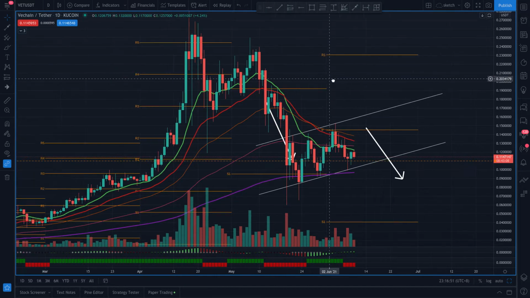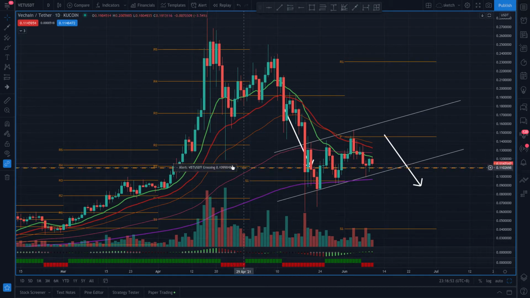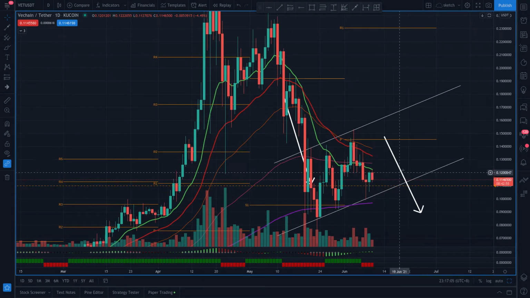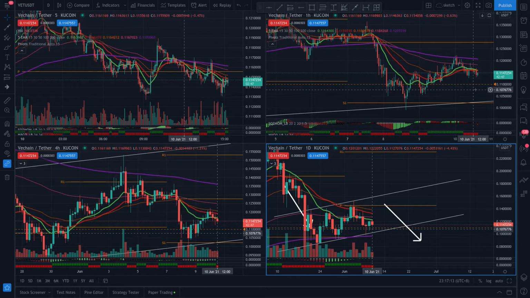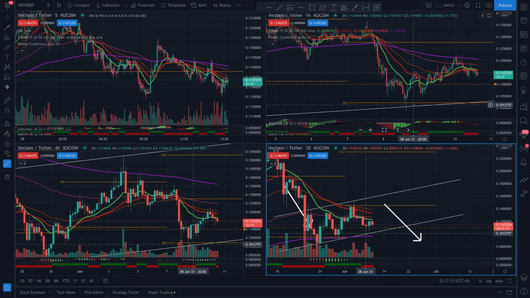What else can we glean from this? As you can see, it tested the channel here together with the pivot point and rejected. So it's good that it's pivoting around the trend line. But let's see what about for short-term intraday traders. Is there anything interesting, right?